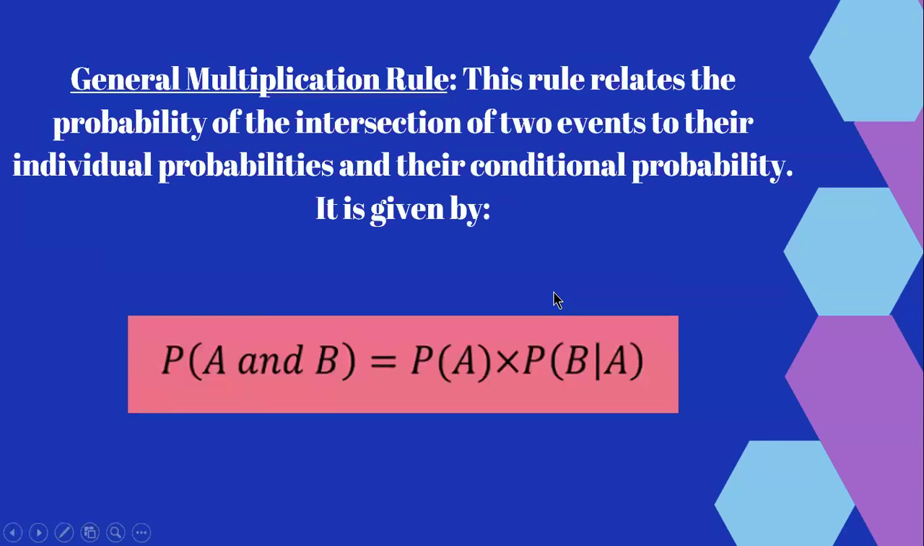General multiplication rule. This rule relates the probability of the intersection of two events to their individual probabilities and their conditional probability. It's given by P(A and B) equals P(A) times P(B|A).